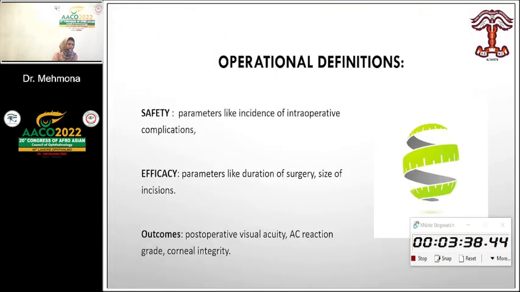I have defined the terms in my topic by the following parameters: safety as the incidence of intraoperative complications, and efficacy by parameters like duration of the surgery, size of incision, and outcomes via postoperative visual acuity, anterior chamber reaction rate, and corneal integrity.